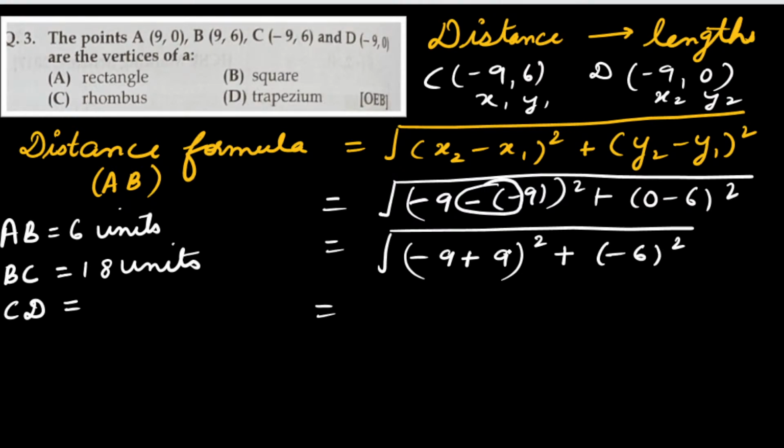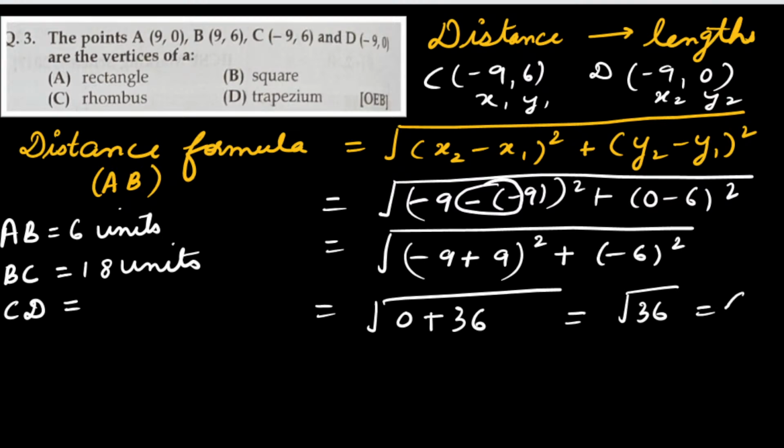So -9 plus 9 is equal to 0, and -6 whole square is equal to 36. The square of a negative is always positive. So the square root of 36 is equal to 6 units. So here we can see CD is also equal to 6 units.